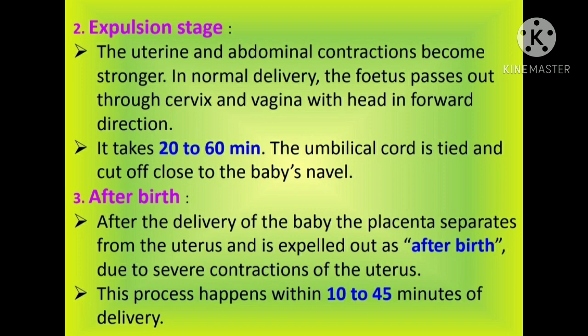Now moving to the next stage, that is called the expulsion stage. What happens here is that the uterine and abdominal contractions become stronger. In normal delivery, the fetus passes out through the cervix and vagina with the head in forward direction. It takes about 20 to 60 minutes. The umbilical cord is tied and cut off close to the baby's navel.